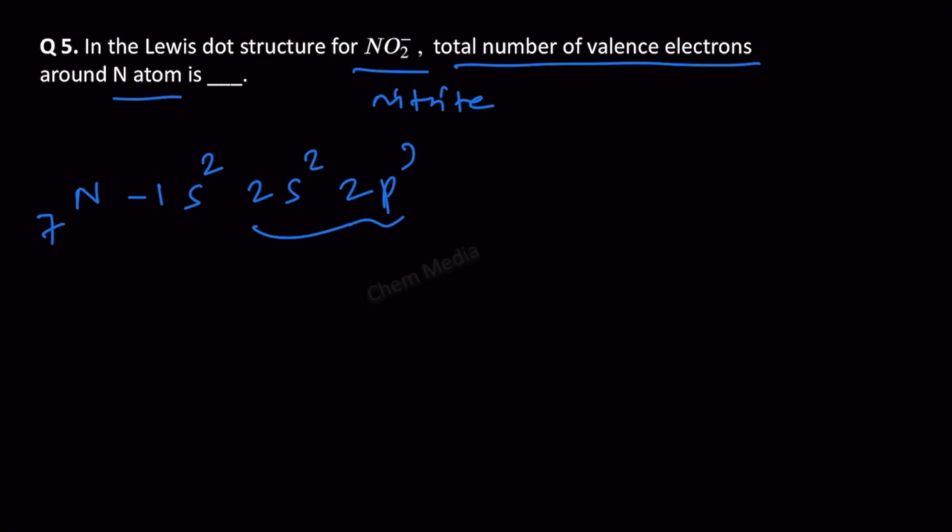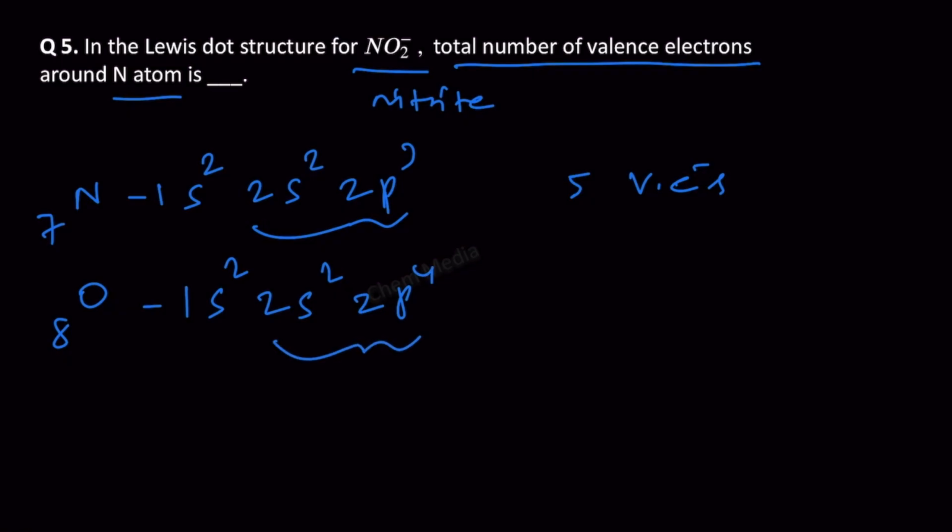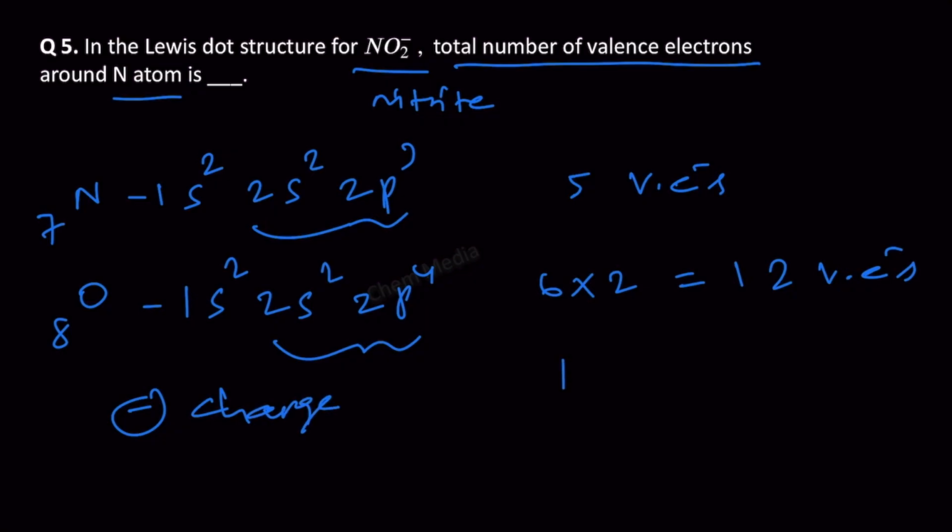We have 5 valence electrons in nitrogen and then atomic number of oxygen is 8 and therefore the electronic configuration is 1s2, 2s2, 2p4. We have 6 valence electrons but we have 2 oxygen atoms. So therefore we have 12 valence electrons and then for the negative charge we have to count 1 valence electron. So in total we have 18 valence electrons. So with the 18 valence electrons, let us first write the best Lewis structure.